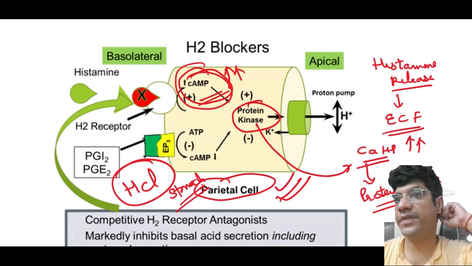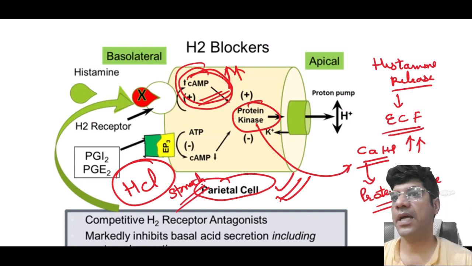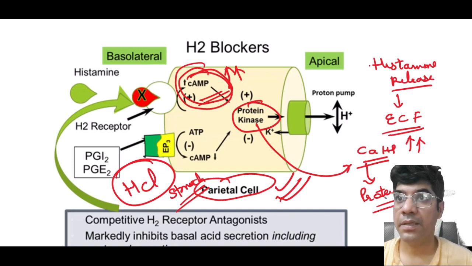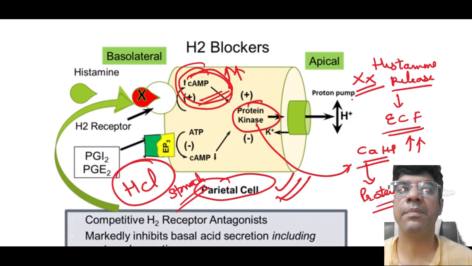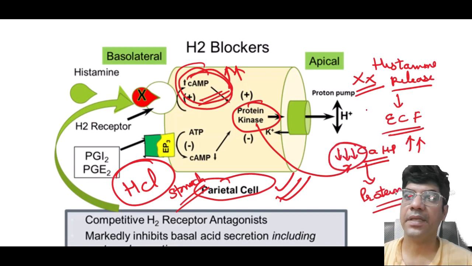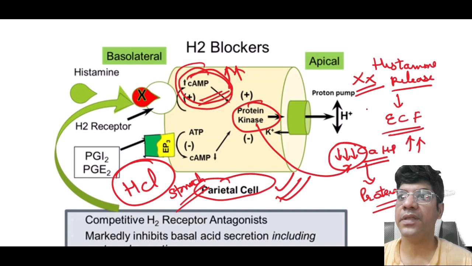Now, what is the action of these H2 receptor antagonists? The H2 receptor antagonists like ranitidine, famotidine, cimetidine, they bind to H2 receptor on the parietal cells, blocking the binding of the histamine. By blocking the histamine, that prevents the activation of adenylate cyclase, leading to reduced amount of cAMP. And due to that, there is a decreased production of the HCl.